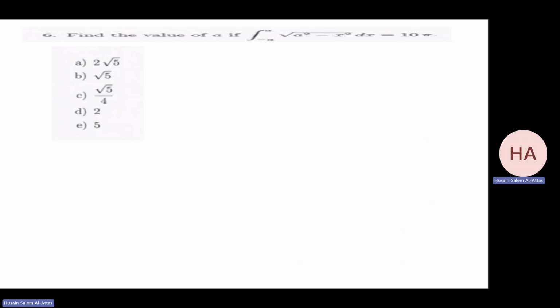Find the value of a for this. Same idea. But now this is half a rectangle. So that will be half pi a squared, where r is a. And that is equal to 10 pi. So that means a squared equals 20. So a is the square root of 20, which is 4 times 5, that will be 2 square root of 5, which is this.